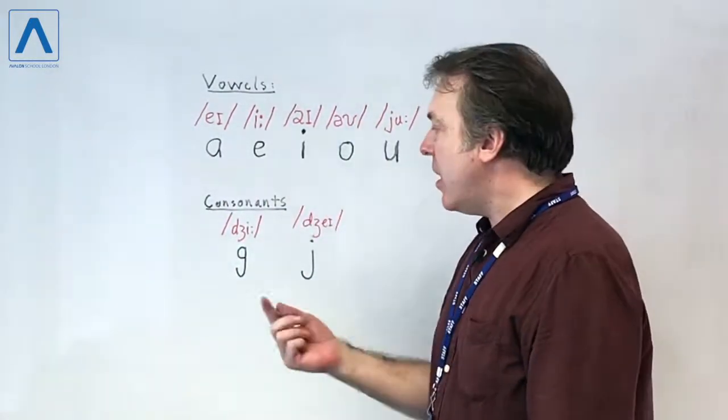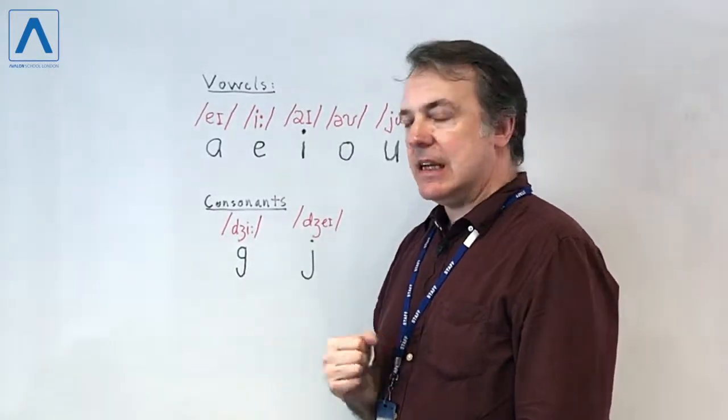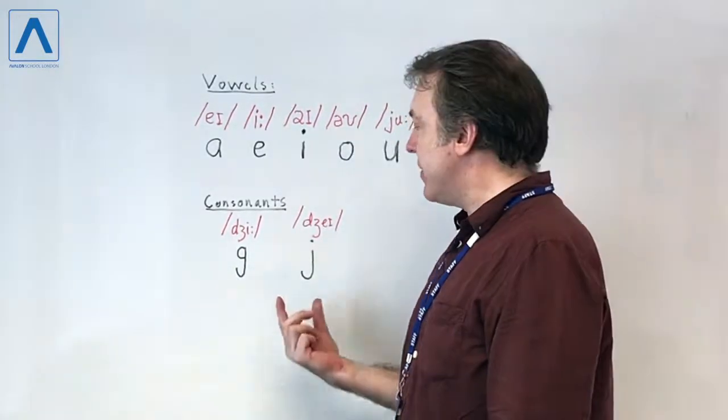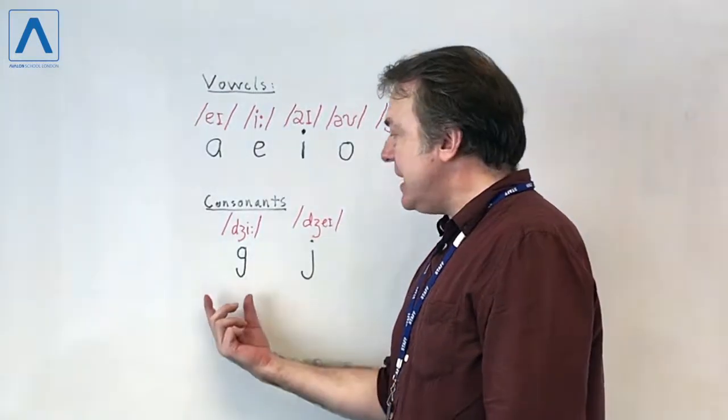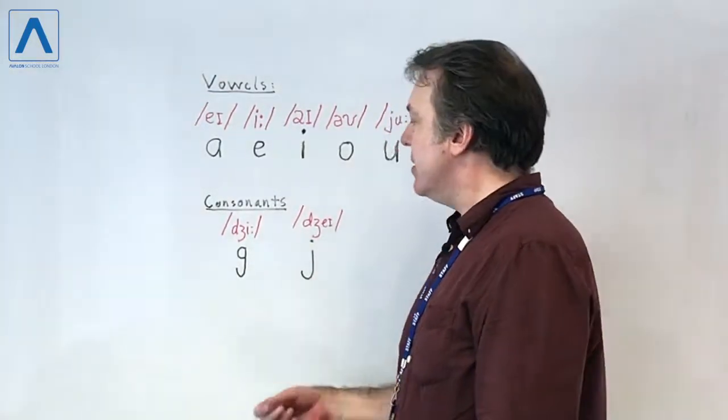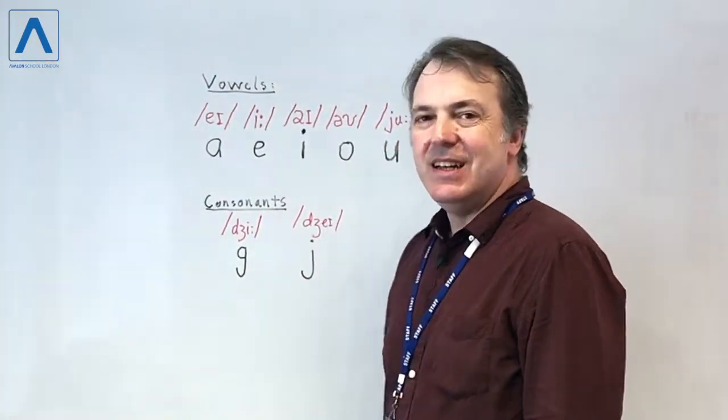Another problem are these two consonants. Okay, this is G and this is J. G, J, G, J. Okay, so rewind if you want to practice again.